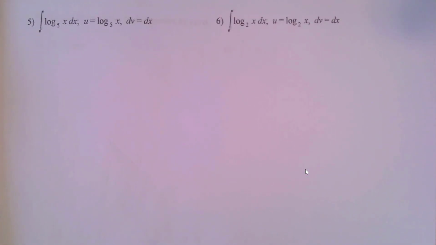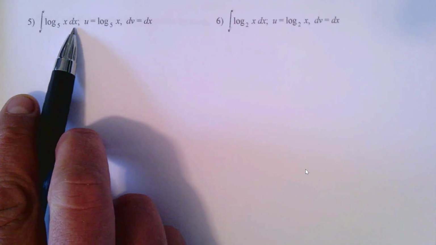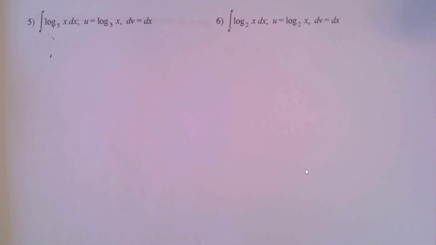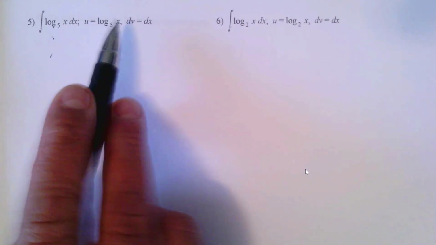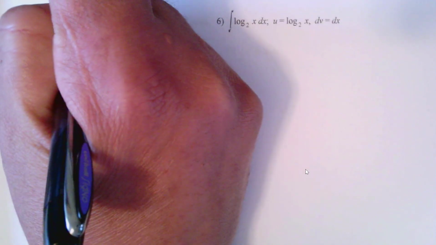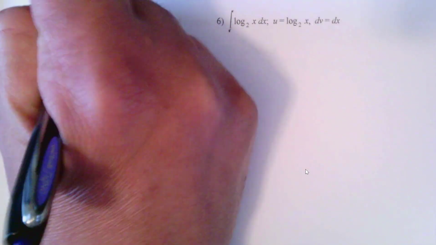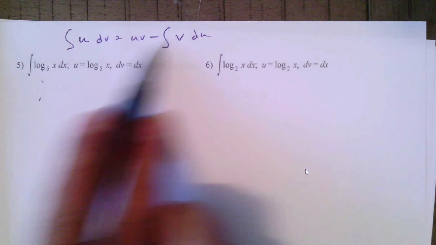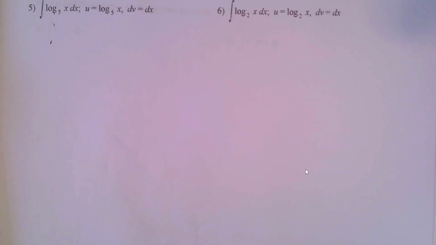Number 5, here we've got log base 5 of x dx. So again, anytime you see a log or a log of a different base or a natural log, that's typically going to be your u part. And again, we could do this the traditional way of setting up u and dv with the formula. Remember, this is the formula that the integral of u dv equals uv minus the integral of v du.